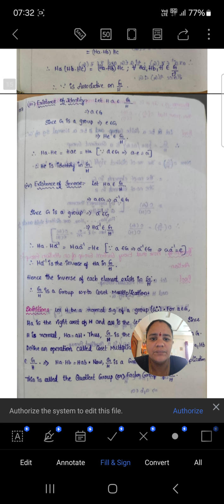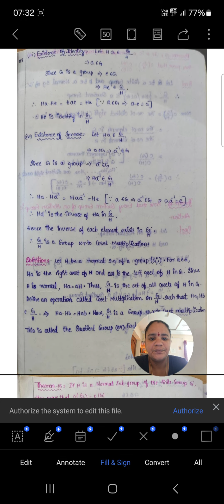Existence of identity. Let Ha belong to G/H and a belong to G. G is a group, therefore e belongs to G, which implies He belongs to G/H. Why? Because e is the identity. In multiplication the identity is 1, therefore H · 1 = H, so we write He belongs to G/H. Therefore, Ha · He = Hae = Ha. Therefore, He is the identity in G/H.